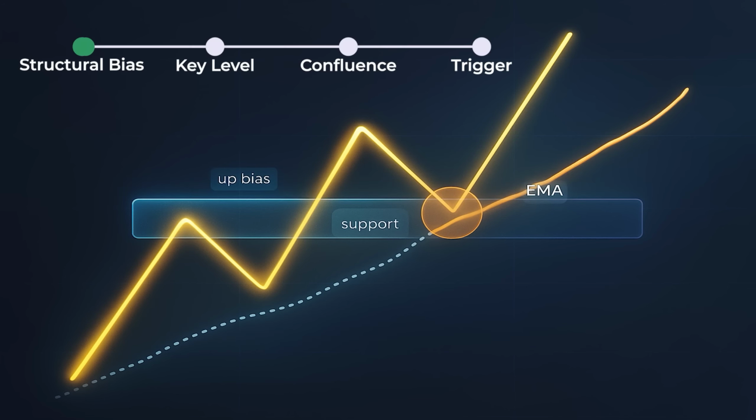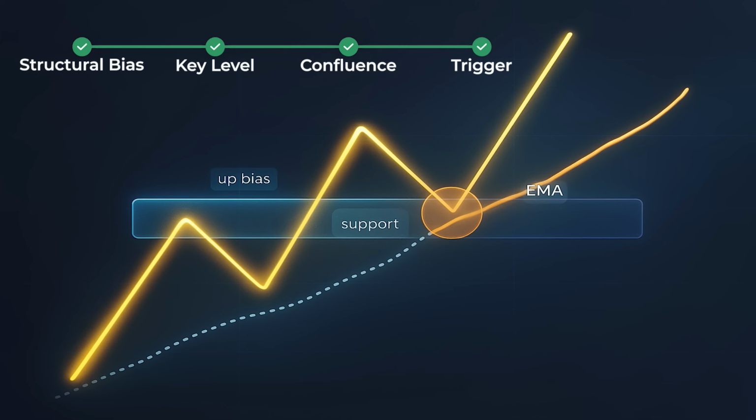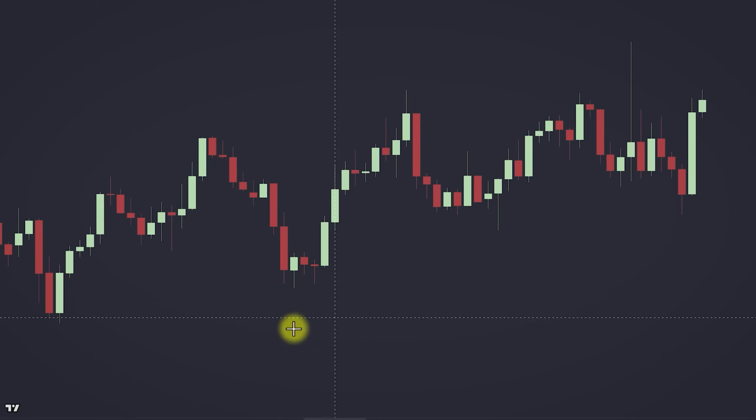The smart approach is to wait for multiple independent reasons to align at the same place and time. Here's your first confluence model, and it's going to be the backbone of your entire trading approach. You need your higher time frame trend, plus a key support or resistance zone. Let me show you exactly what this looks like.